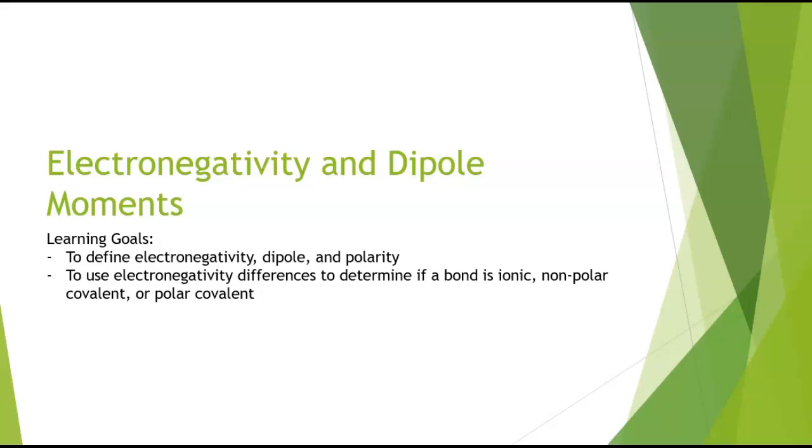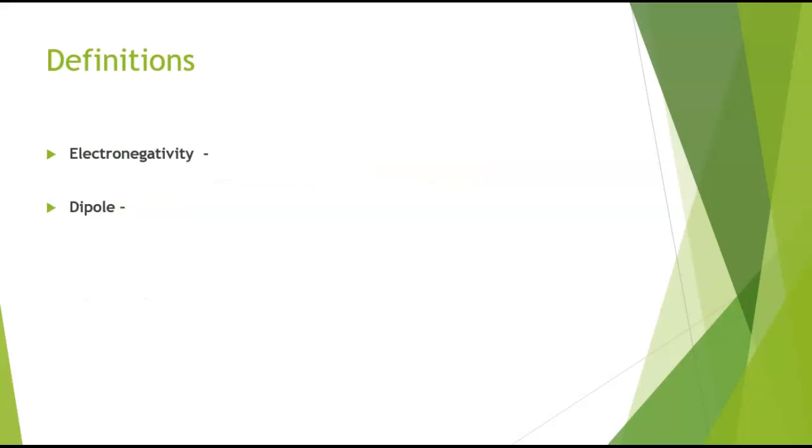Today we're going to talk about electronegativity and dipole moments. We'll define electronegativity and dipole and use that to talk about polarity, and then we'll use electronegativity differences to determine if a bond is ionic, polar, or nonpolar. So two terms we'll define: electronegativity and dipole.